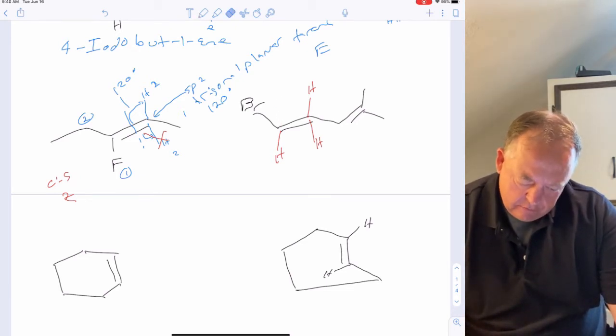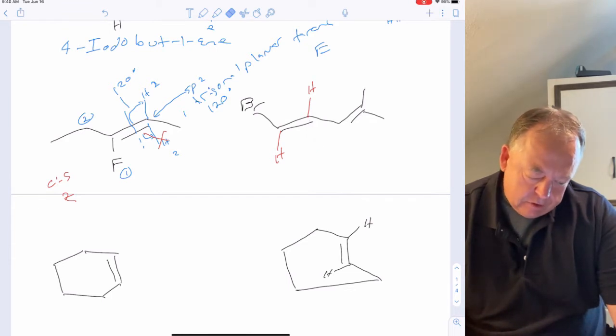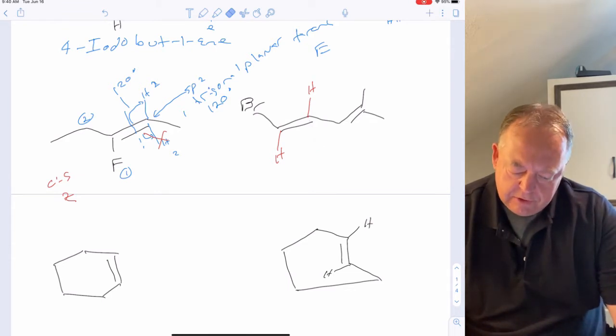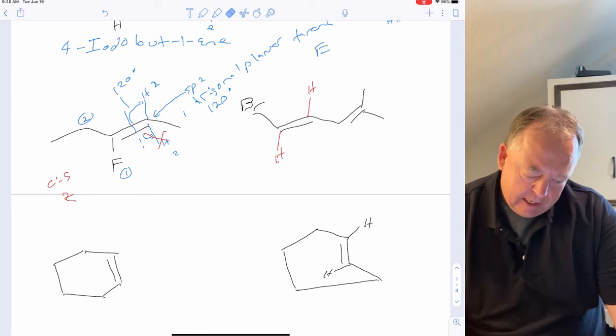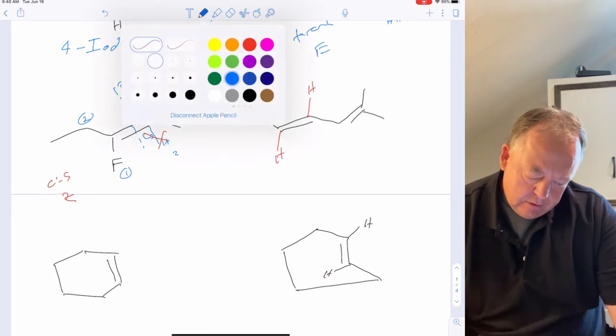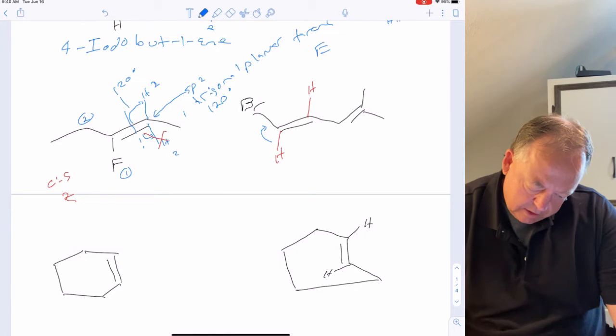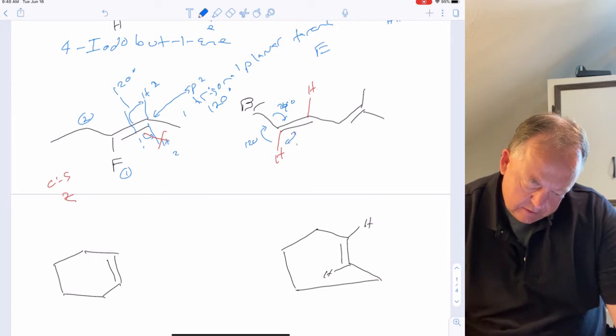But you can know where the hydrogen is at based on bond angles, because each carbon is sp2 hybridized trigonal planar, so you have to have 120 degree bond angles. Right, so that's 120. That would be 240 and 360. And you're back to where you started at.